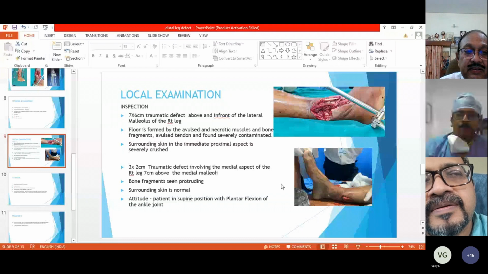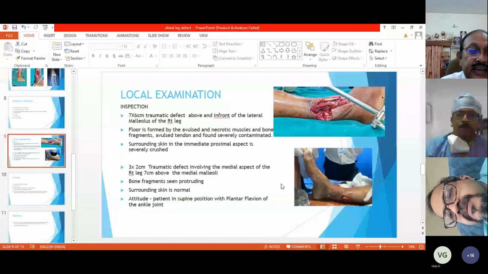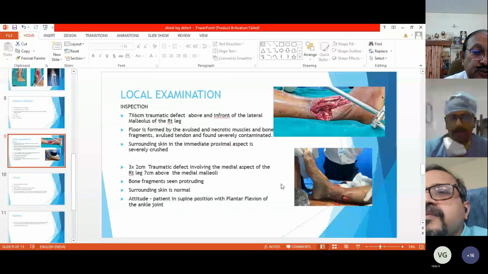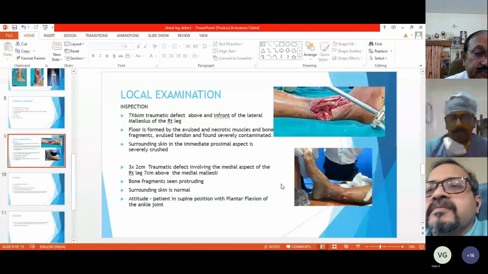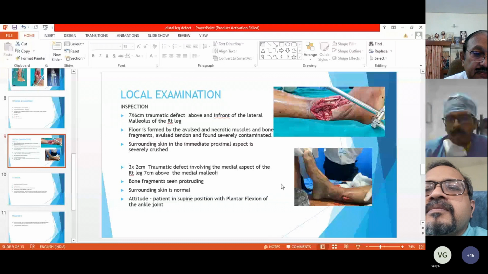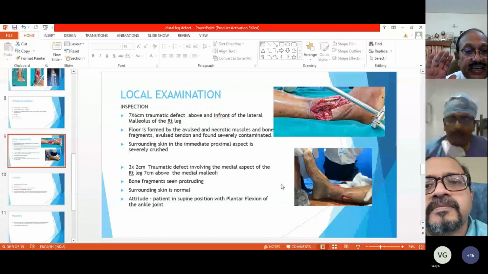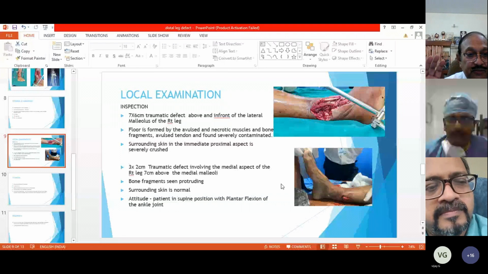So when will be your first choice as an ALT flap vis-a-vis a perforator based flap? How do you justify why you have chosen ALT and not a local flap? Sir, actually the wound is lying over the peroneal artery. In the examination, it is all about how you defend. Everything, whatever you said, is possible. How you defend your statement, that is important.